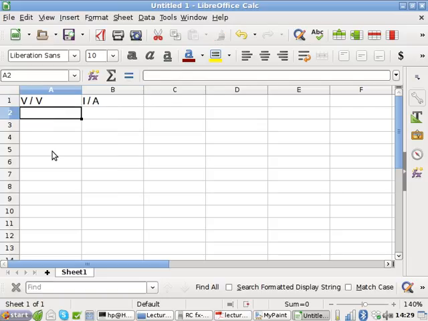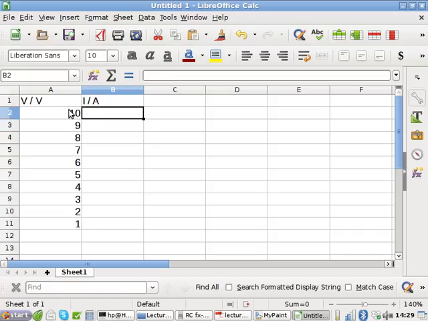Voltage starts at 10 and decreases by 1 each time, until 1. And then what is the current doing? What to start with? 20, and it reduces by 2 each time, until it is down at 2.